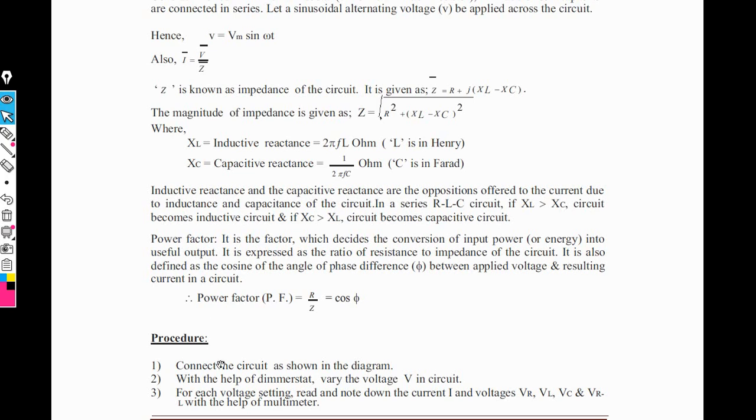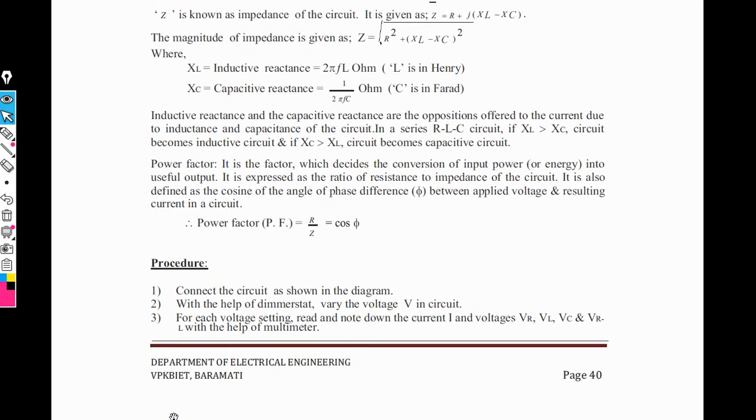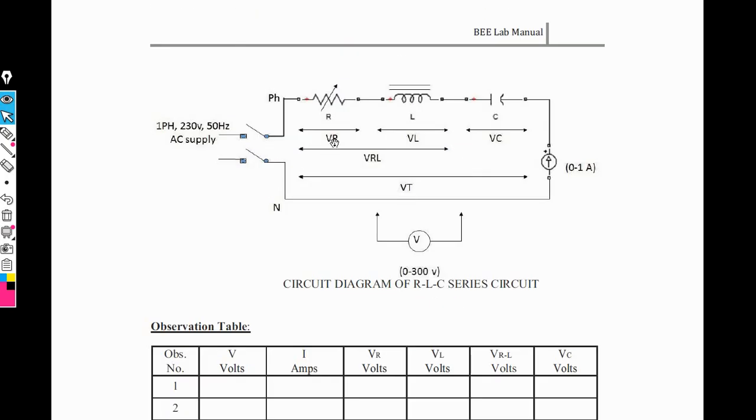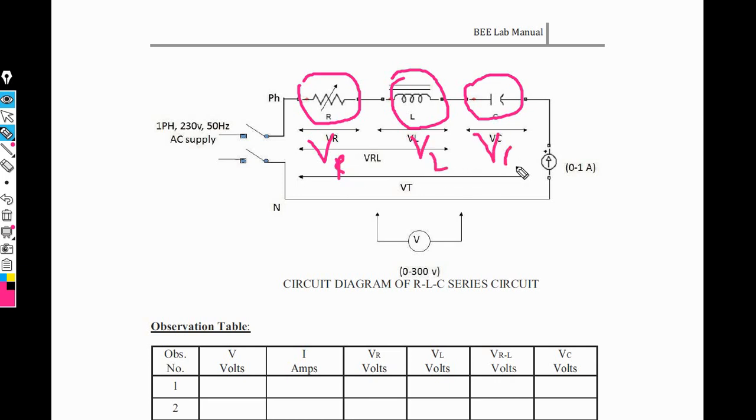What is the function of dimmer state? Then dimmer state varies voltage V. Okay, then this is the procedure, and also this is the important circuit diagram. Here this is the resistance R, then inductance L, then capacitance C, then VR, VL and VC.